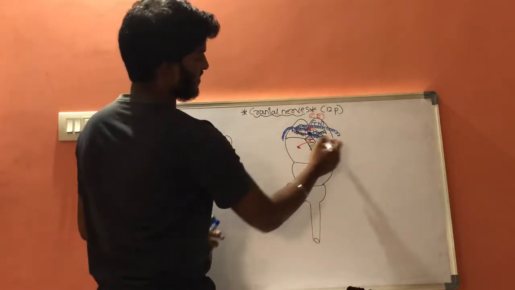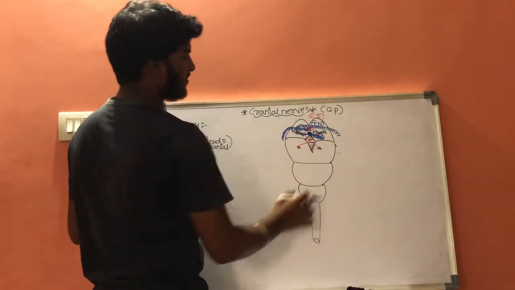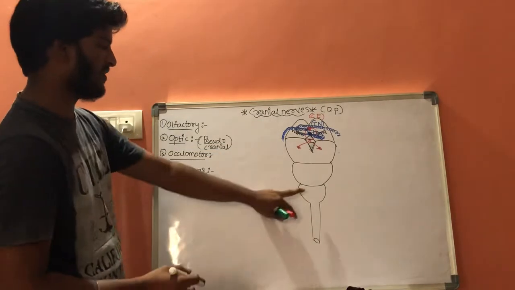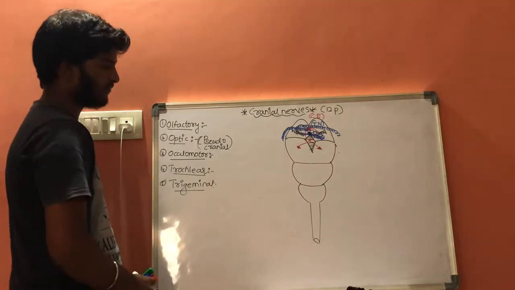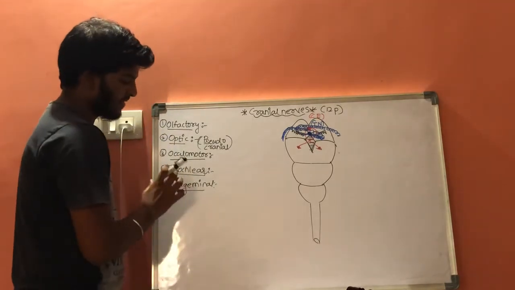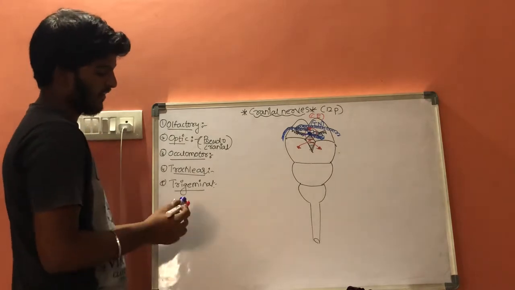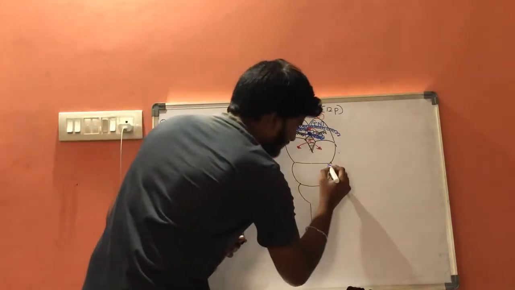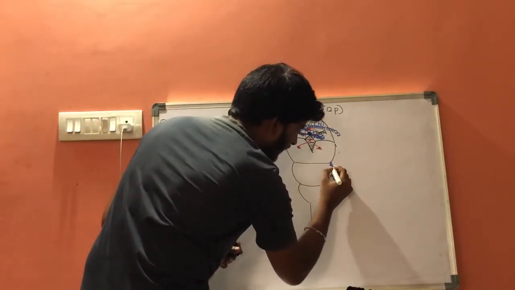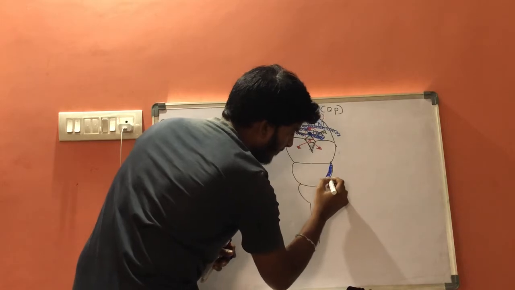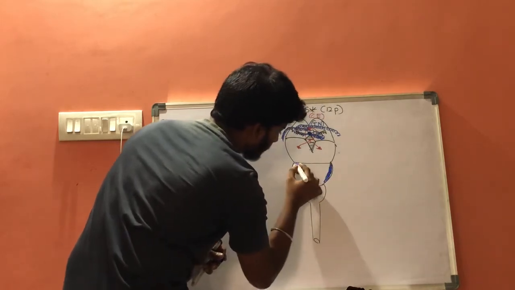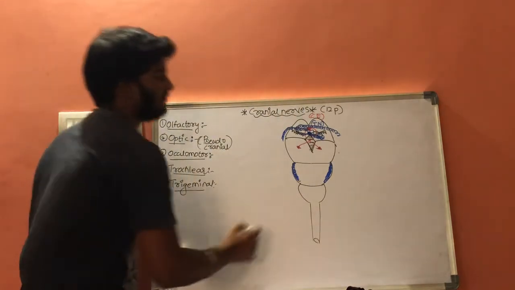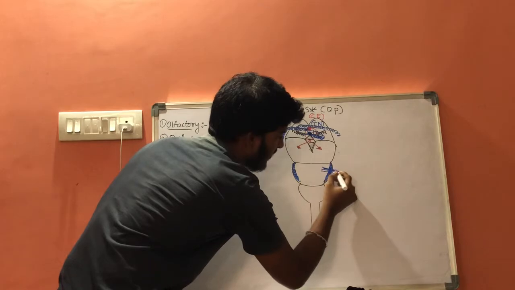Now, this is the midbrain and this is the pons, and this is the medulla. From where is this trigeminal nerve formed? It is formed from the pons, from the lateral sides of the pons. In this way they will be formed.